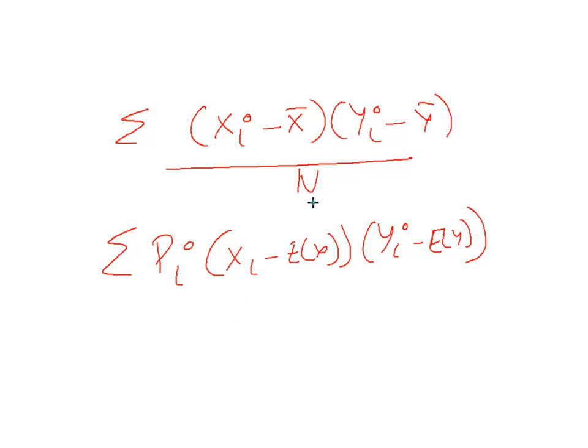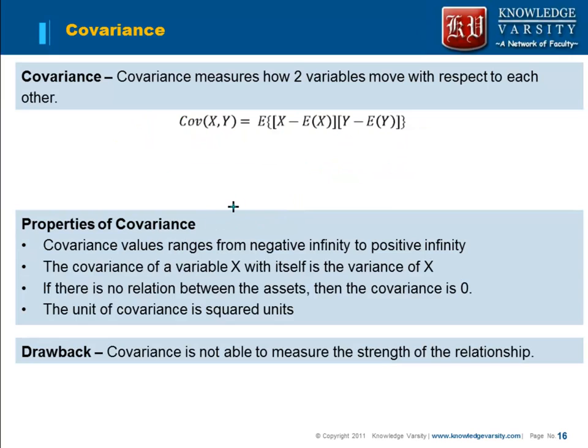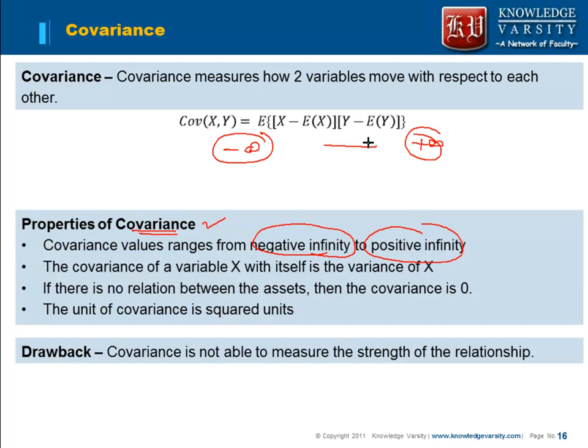Now let us try to understand the properties of covariance. What are the properties of covariance? Covariance ranges from minus infinity to plus infinity. Note that covariance can be minus infinity, covariance can be plus infinity. This is the range. Now the covariance of a variable x with itself is the variance of x.